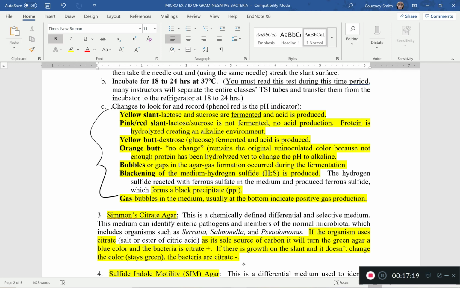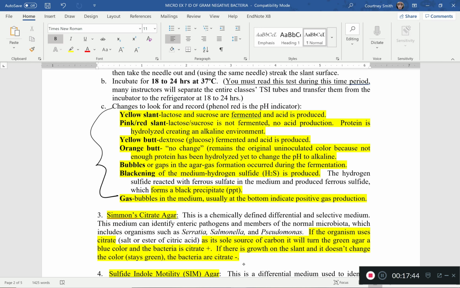That's very, very important. So on the test, I can pick any of those 7 and put them on the test. So you need to know all of them. You need to know what having a yellow slant means, or having a red slant means, a yellow butt, an orangey yellow butt, gas production, and then also blackening. What does that mean? So definitely be able to tell me that.